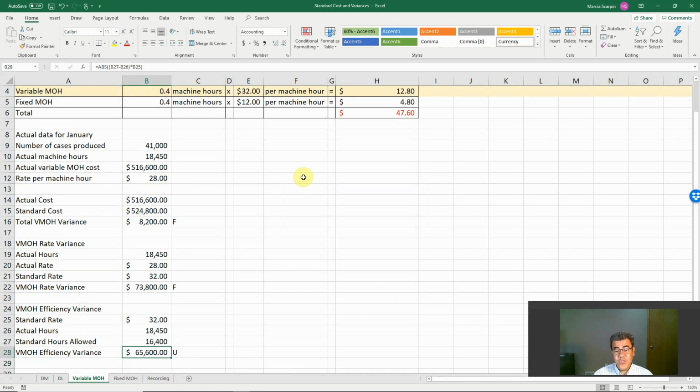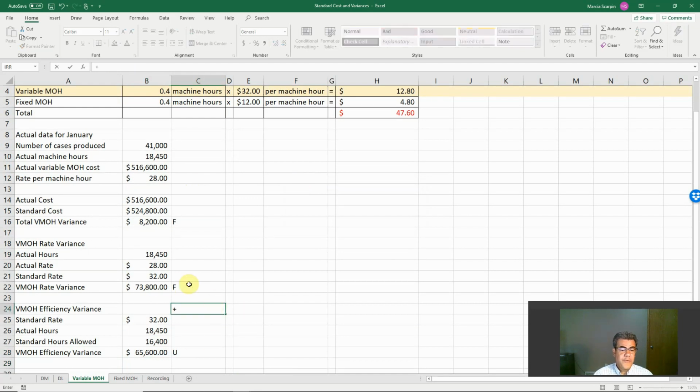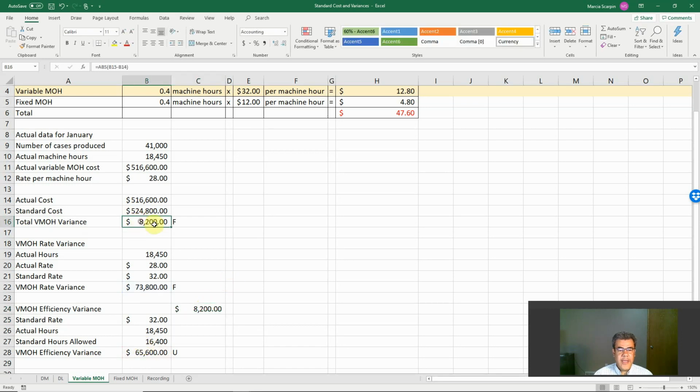65.6. How do we know if our numbers are right? Favorable less unfavorable. 8,200, 8,200 favorable, so it's right.